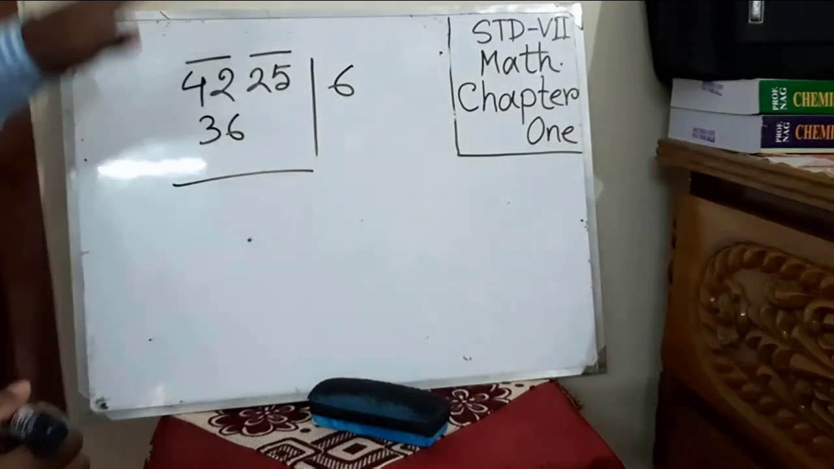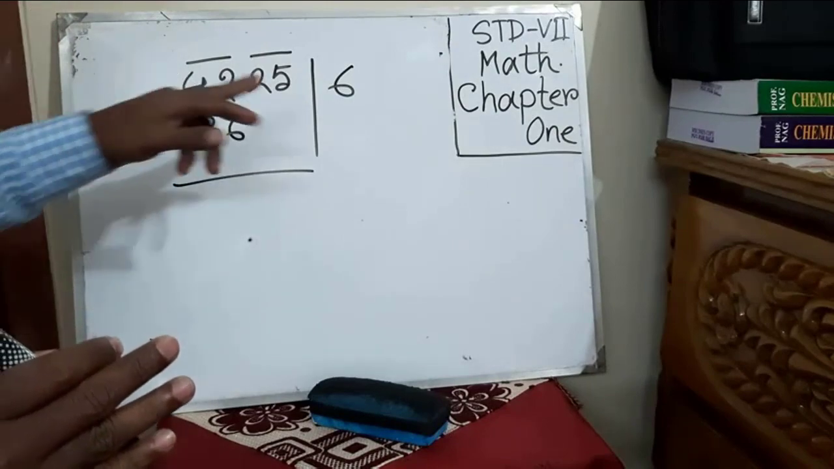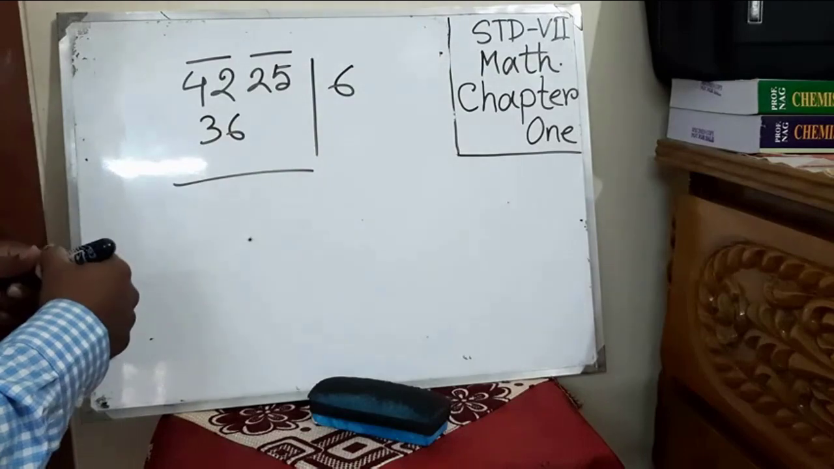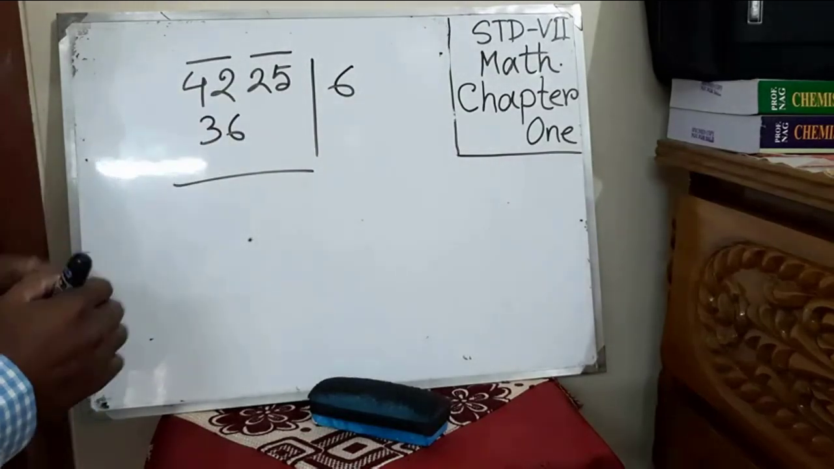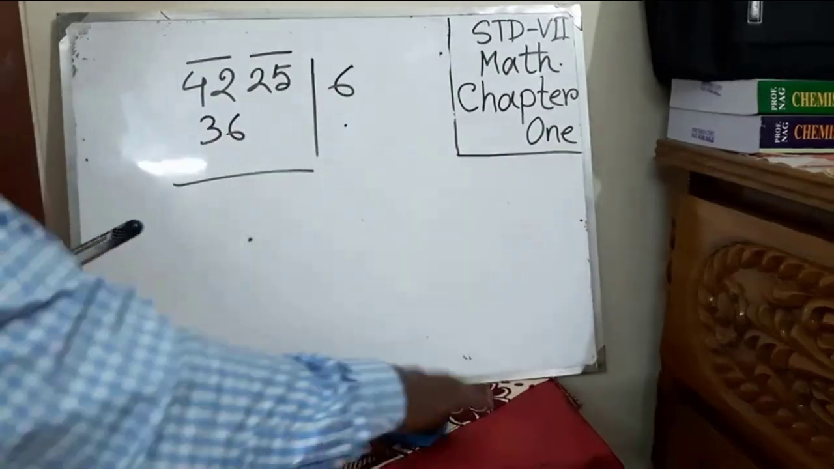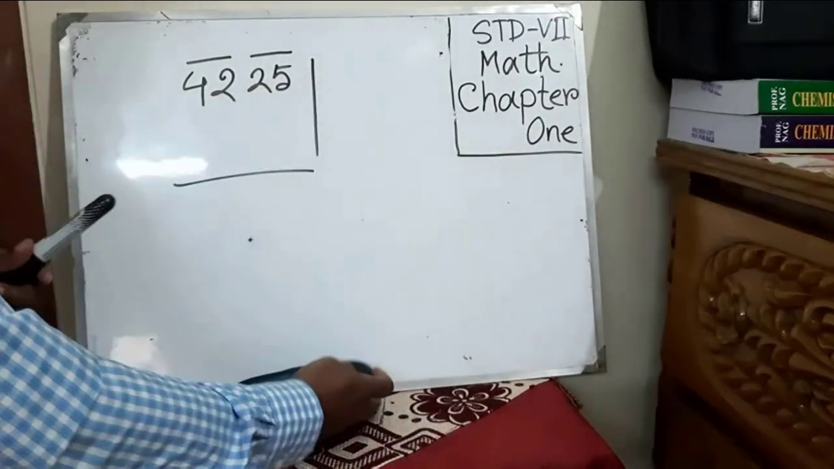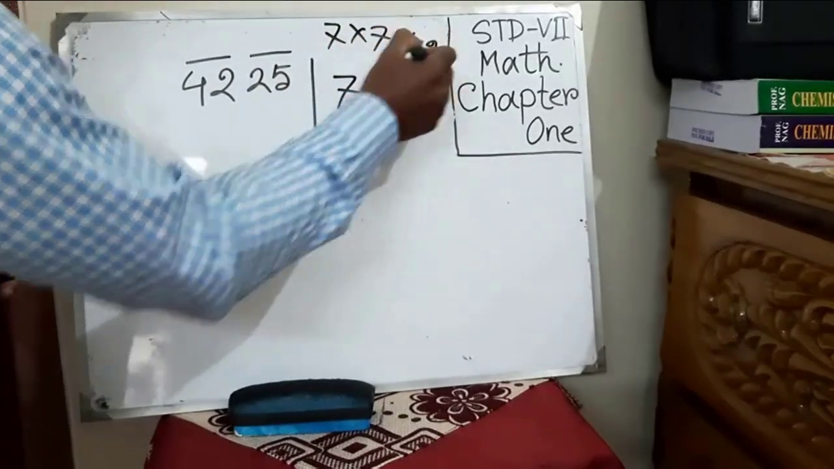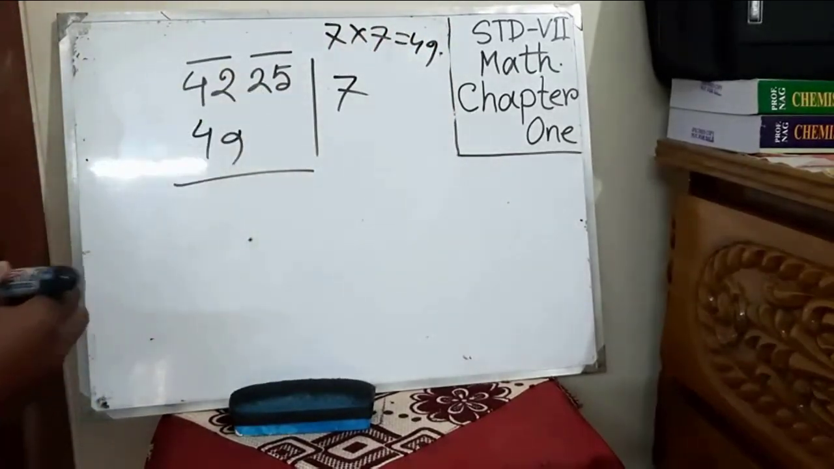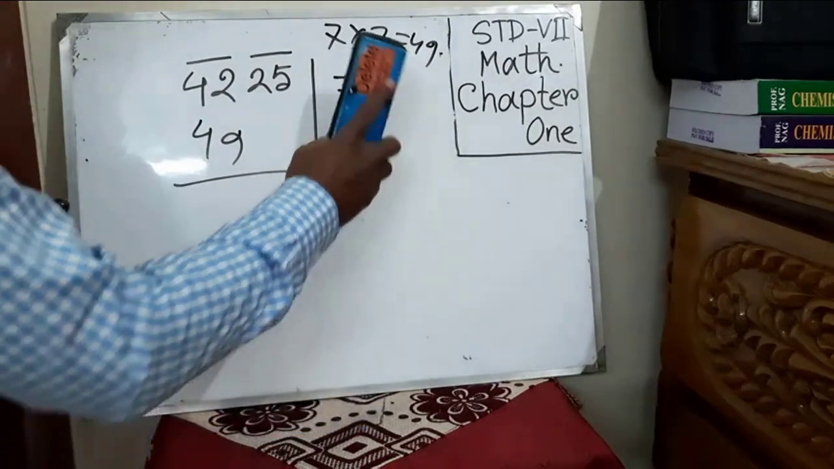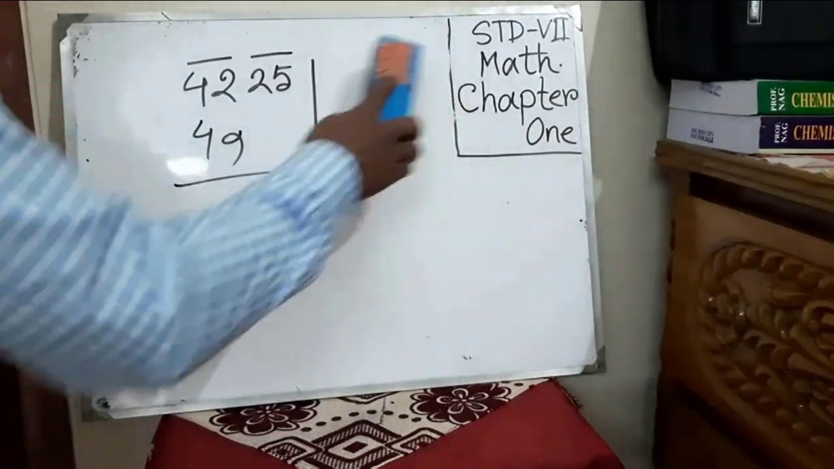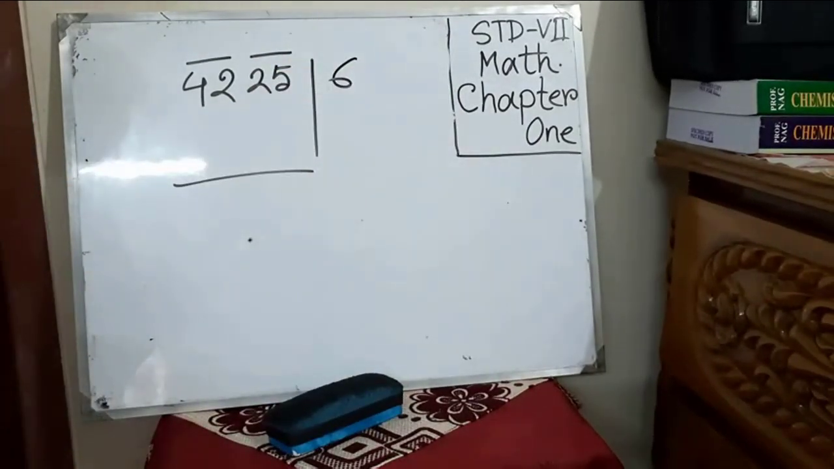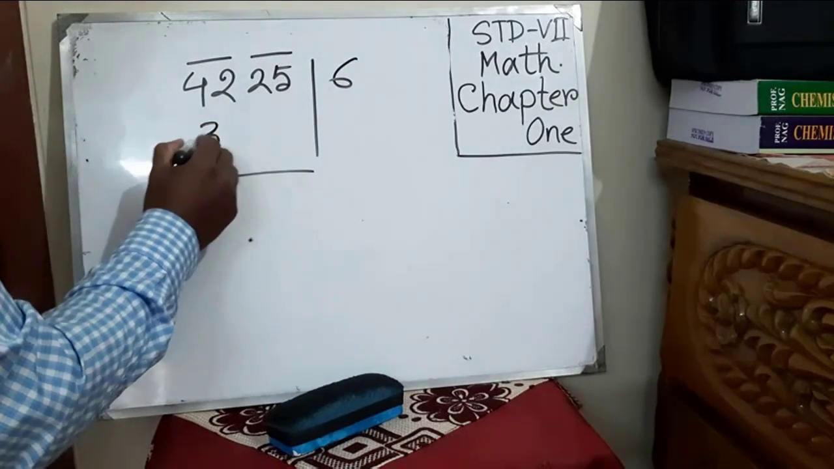We can write another digit here. You will check another digit. It can be 7. But if you write here 7, 7 sevens are 49. It is bigger than 42. So we can't write here 7. If I write here 7, I am just showing you, 7 sevens are 49. It is bigger than 42. So we can't write here 7. It will be 6. So 6 sixes are 36.